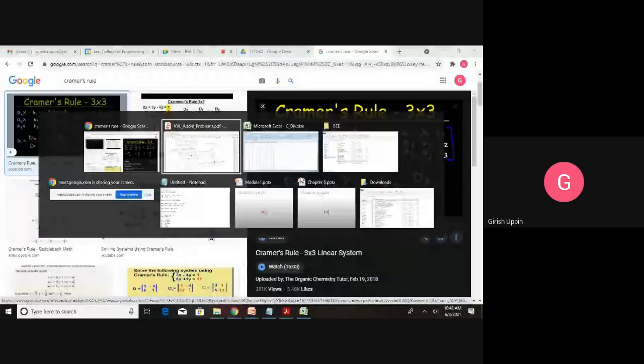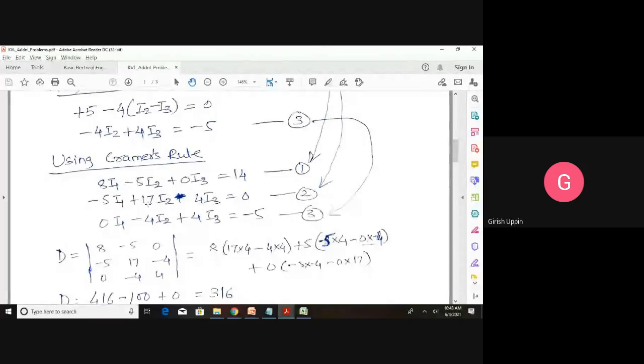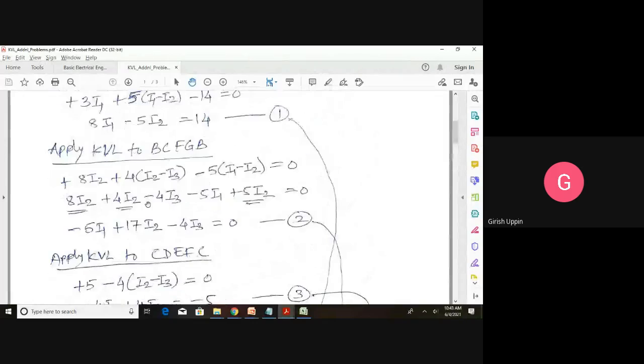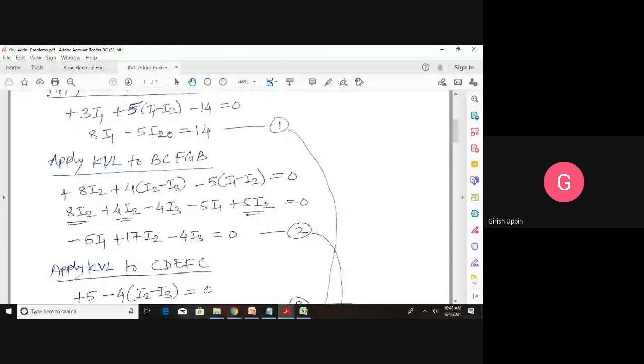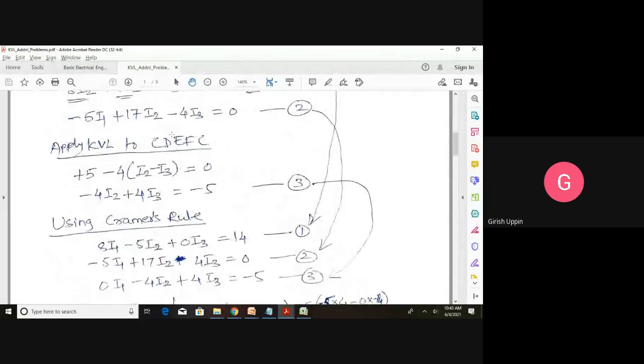So I have rewritten the equations. For example, we don't have I3 here. We will make it 0 I3. So 8I1 minus 5I2 plus 0 I3 is equal to 4. Then the second equation, this one, minus 5I1 plus 17I2 minus 4I3 is equal to 0. And this third one, there is no I1 here, 0 I1 minus 4I2 plus 4I3 is equal to minus 5. So what are our unknowns here? I1 is unknown, I2 is unknown, I3 is unknown. And here x, y, z are unknown.